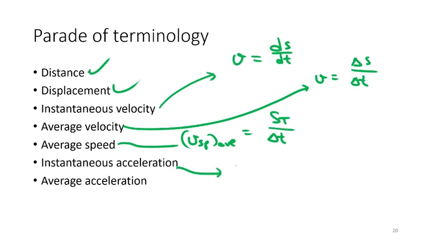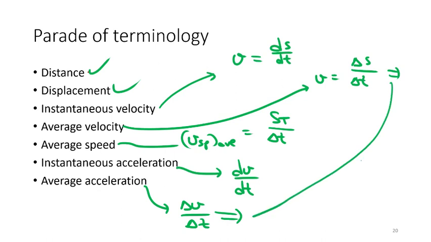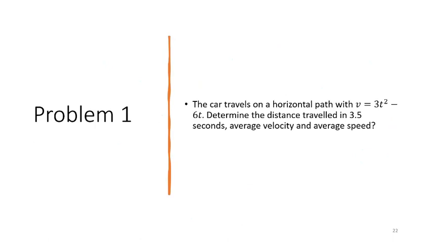And then instantaneous acceleration is the change of velocity with respect to time, and average acceleration is the change of velocity with respect to delta t. So we used these ones in the graphs. We did examples on this one, but the rest is just the terminology that we use to define the speed and the velocity and the acceleration. So next recording I will solve this simple example.